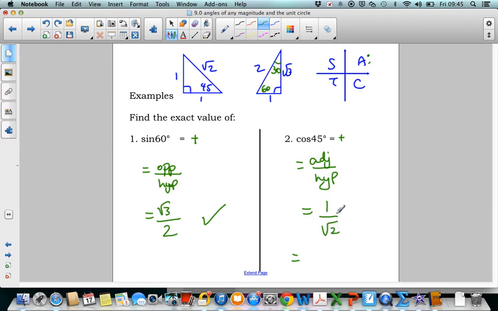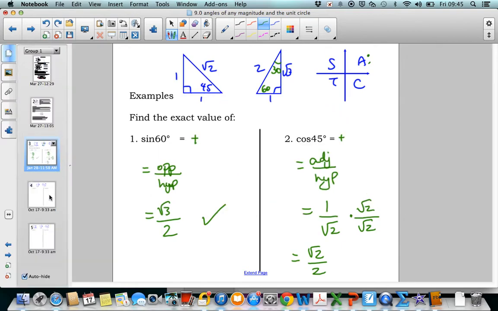Now, sometimes in the answer scheme, you'll see this written slightly differently. They might want to rationalize the denominator. So sometimes you'll see that they multiply the numerator and the denominator by root 2. So that gives you root 2 over 2. Both those answers would be correct. Yeah? Yes. Okay. Next one.